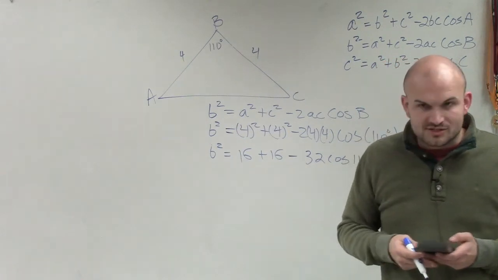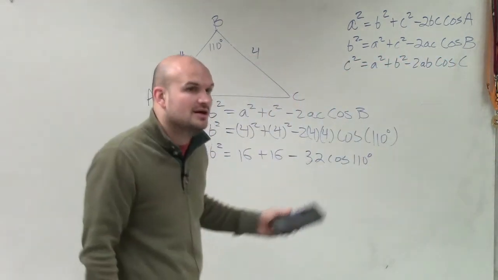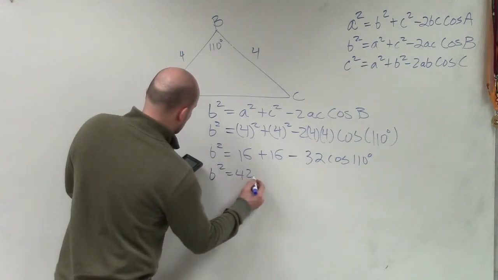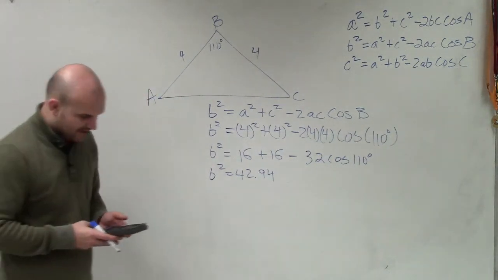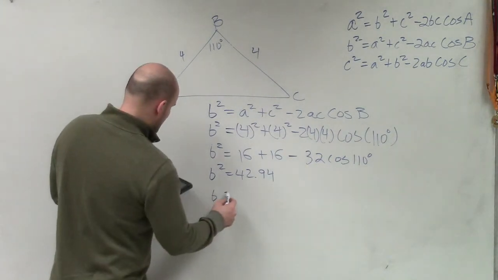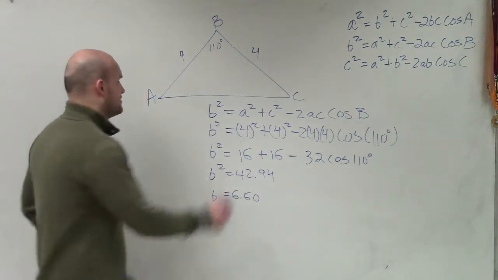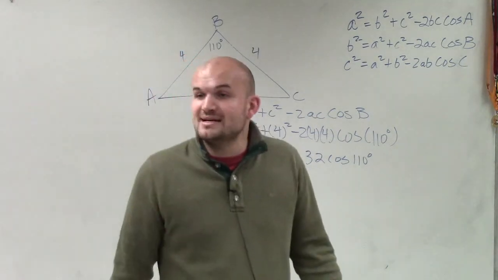So when I solve this, I get 42.94 when I add those up in my calculator. So now I can say that b squared equals 42.94. Then I take the square root of that answer, and I get b equals 6.60, again rounding to the tenth. So now I know what my side length is.